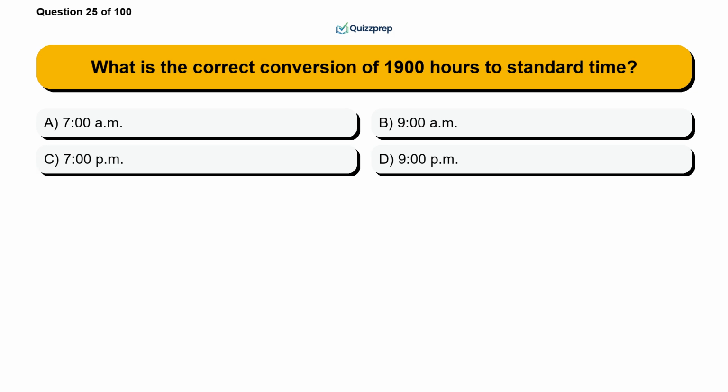Question 25. What is the correct conversion of 1900 hours to standard time? Option A. 7 a.m. Option B. 9 a.m. Option C. 7 p.m. Option D. 9 p.m. The correct answer is option C.